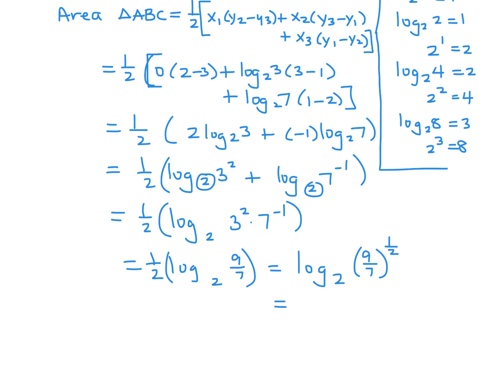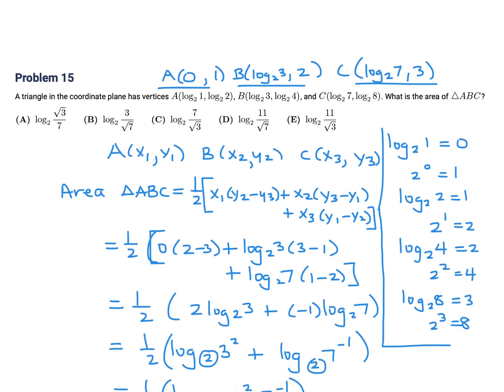And then finally, that would be the log of 3. This half is basically like a square root. So if you take a square root, it will be 3 over root 7, all to the base 2. Now, what are the answer choices? This is the final answer. Log of 3 over root 7 to the base 2. Log of 3 over root 7 to the base 2 is answer choice B.